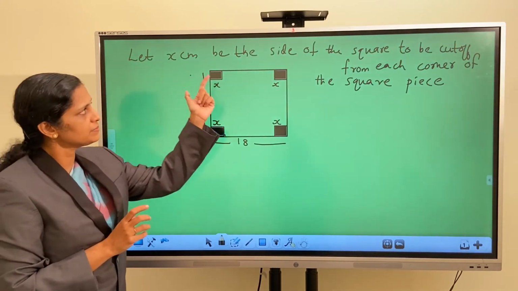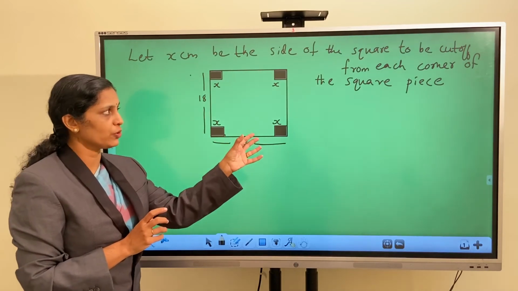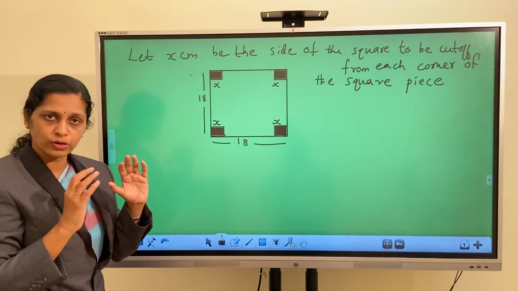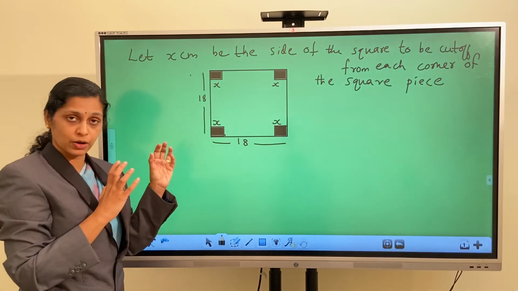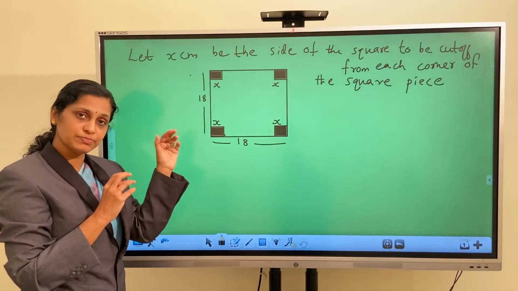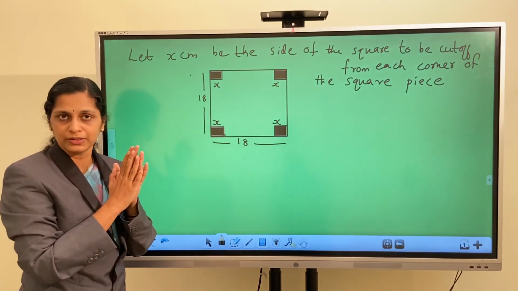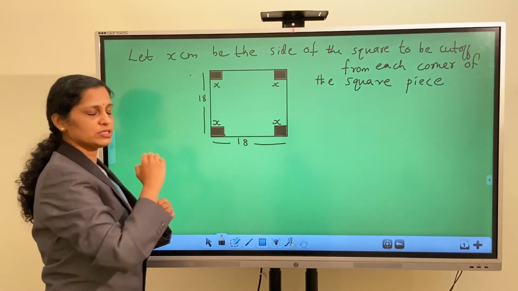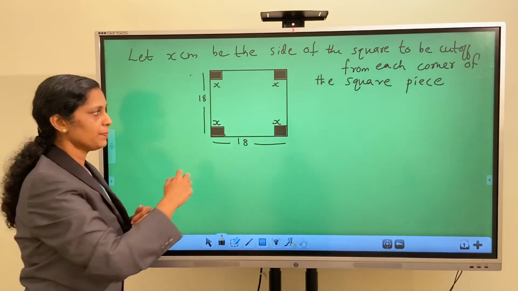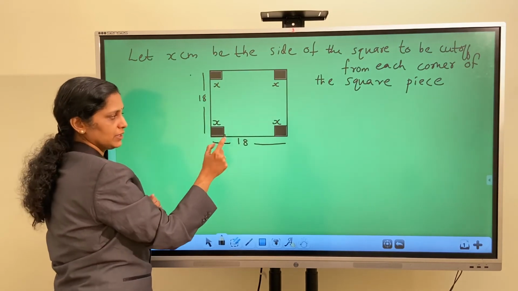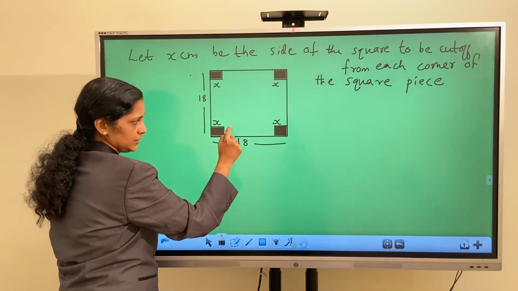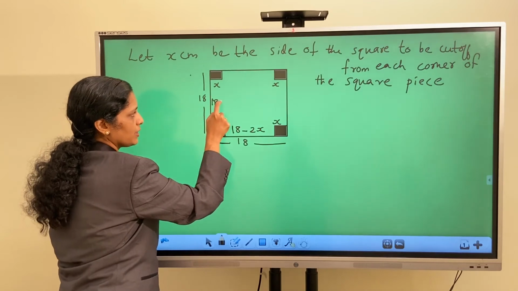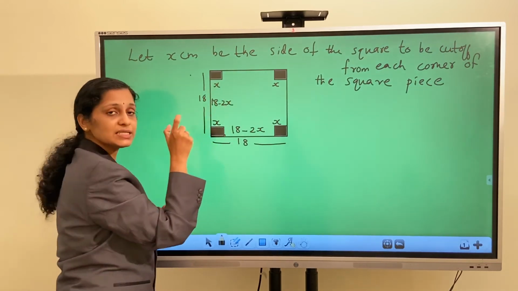Okay, write like this. Let x centimeter be the side of the square to be cut off from each corner from the square piece. Then folding the flaps, you will get a box without top. We need to find out the value for x, which makes the volume of the box so obtained as maximum as possible. For volume of a box, we know that it is length into breadth into height. By looking at this figure, it is clear that the length of the box is 18 minus 2x, breadth of the box is 18 minus 2x, and the height of the box is x.